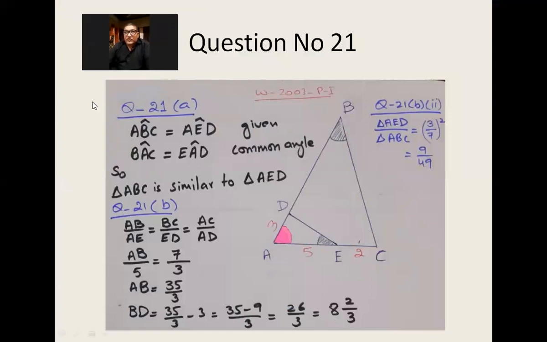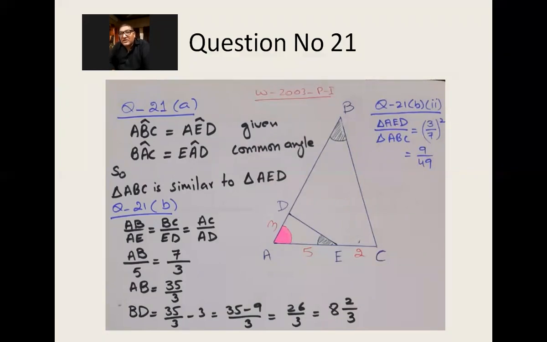So this is question number 21, A part. We are comparing the triangle ABC with the triangle AED. In both the triangles, the angle ABC is equal to the angle AED. Here I have shaded them with the green color. So they are equal to each other. That was given in the question.